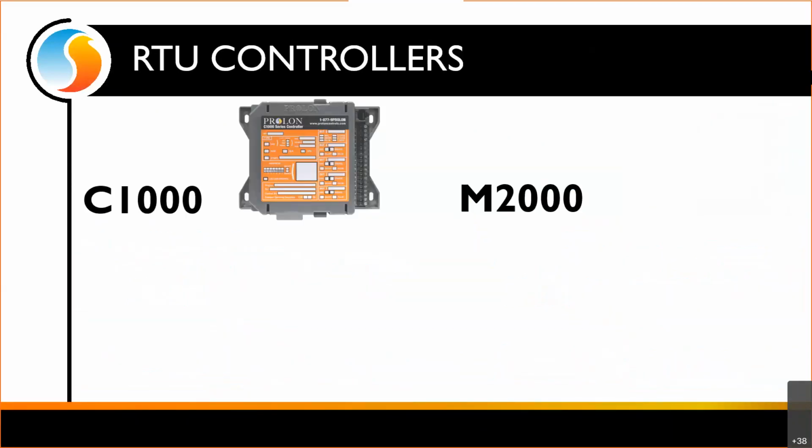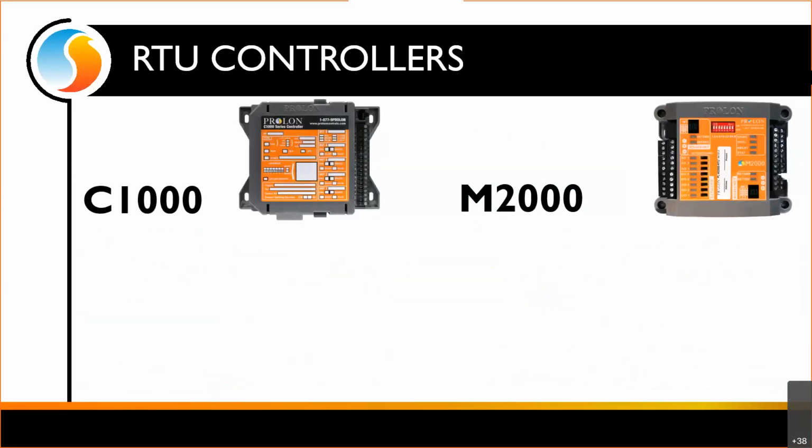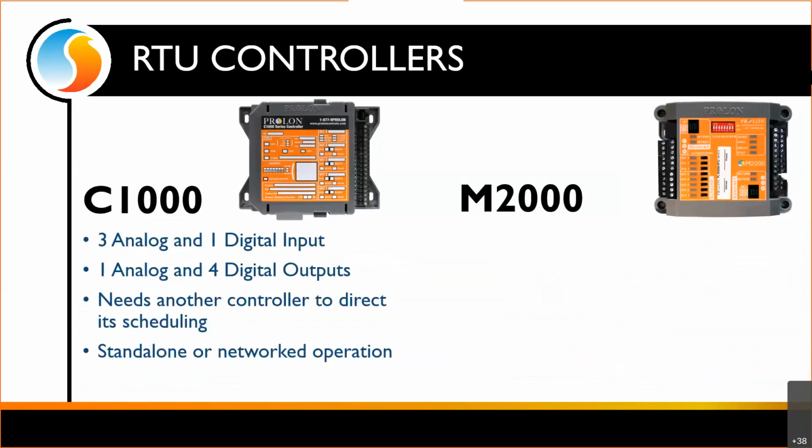The main differences between the C1000 and the M2000 platform really comes down to the amount of inputs and outputs. So the C1000 has 4 inputs and 5 outputs, and it is not able to handle a schedule on its own. So it needs another device, typically a network controller, which will give it its own schedule.